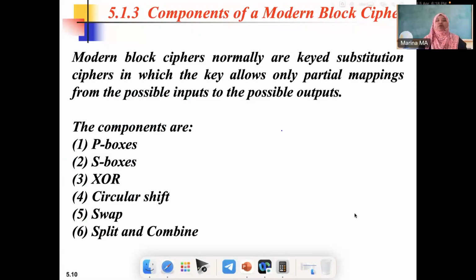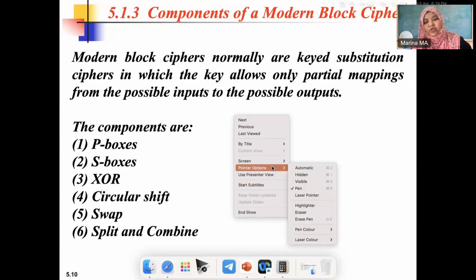So, modern block ciphers normally are keyed substitution ciphers. We have a substitution cipher, but the substitution depends on the key. The key only allows partial mapping, so we don't actually have A becomes Z in the whole text. With the key, sometimes A becomes Z, but the second time you meet A it becomes Y. That's why, if you remember in part 1, it's quite difficult to guard against an exhaustive search attack if we are using a substitution cipher.